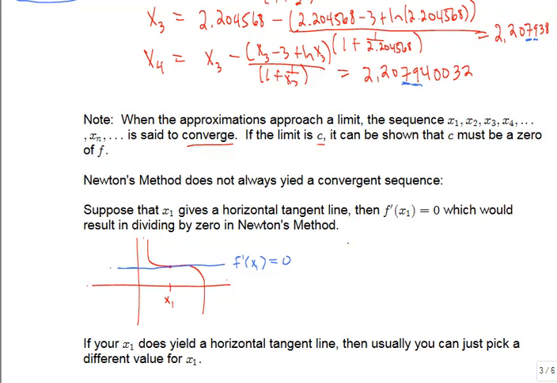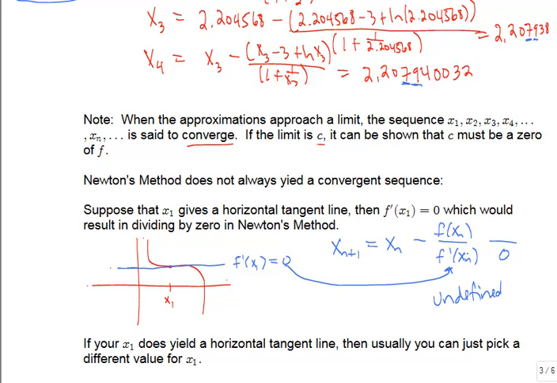Now remember how Newton's method's formula works. x sub n plus 1 equals x sub n minus f of x sub n over f prime of x sub n. So if our first guess leads us to a derivative that's 0, then we would be putting a 0 right here in that denominator, and that would cause us to divide by 0. We would have something over 0 right there, and that's undefined. So that means that we're not going to be able to get another guess. We're not going to be able to figure out what x sub 2 is because this formula fails at this particular x sub 1 value.